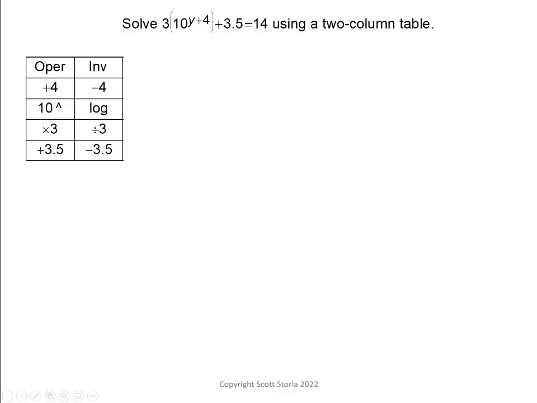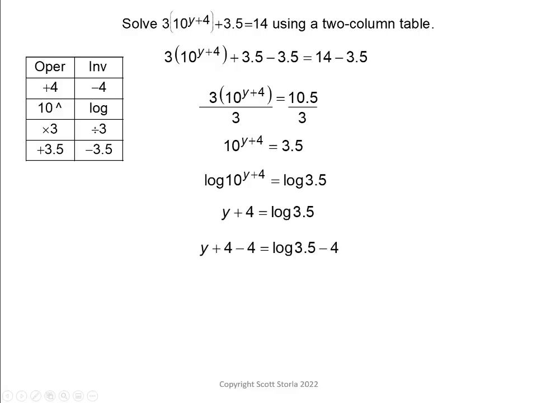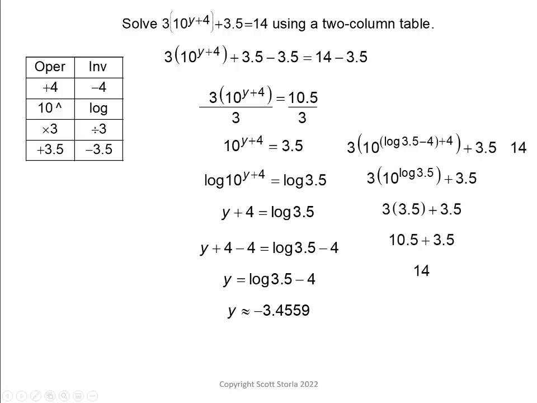I'll begin by subtracting 3.5 and simplifying, then dividing by 3 and simplifying. Then both expressions will become an argument for log base 10, and I'll simplify. Last, I'll subtract 4 and simplify. Now this value's approximately -3.5. But when I go to check my work, I'm going to use the exact value.